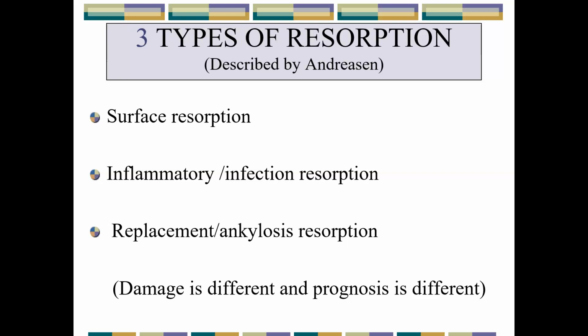So he classified them in 3 types. The damage is different, and so is the prognosis. So following reimplantation, your tooth can either undergo surface resorption. It can undergo inflammatory resorption, which is also called infection resorption. It can also undergo replacement resorption, which is called ankylosis resorption.